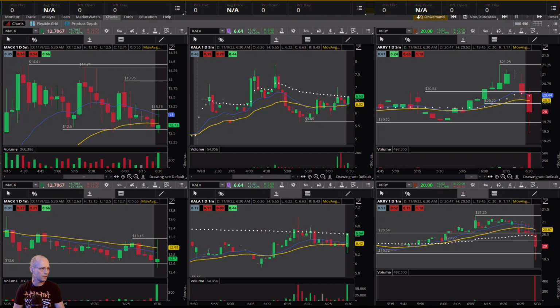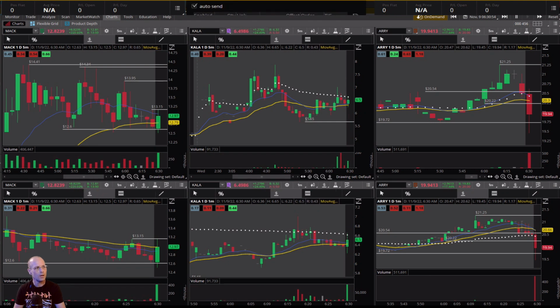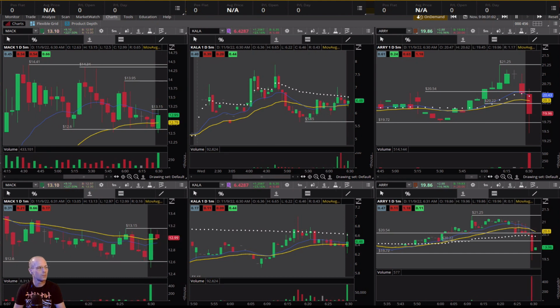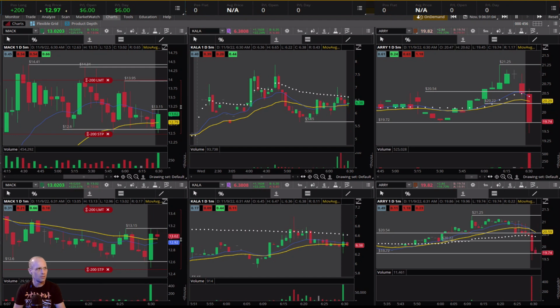20 seconds left till I can place a trade. Oh, KALA on some good volume here. Pretty choppy though. Don't know that I would trust it. I'm going to take a shot at MACK there. Even though it didn't break 13.15, I'm in with a starter.